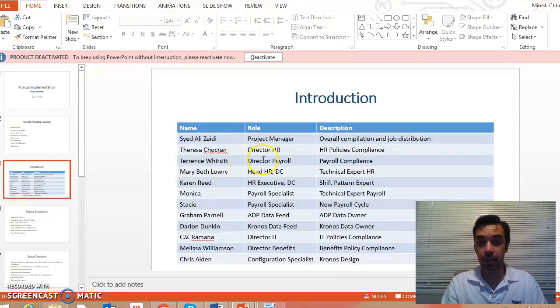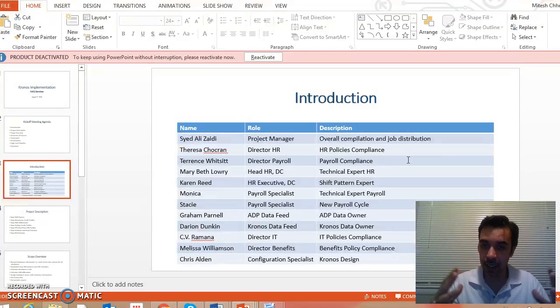Later on, Terence Whitsett is the director of payroll. He's going to provide us guidance from payroll perspective, and he's going to make sure that none of the policies are against current payroll policies, and if there is any exception that is needed, Terence is going to help us in getting approvals from the management in terms of those particular policies that are not going to be compliant with current HR policies.